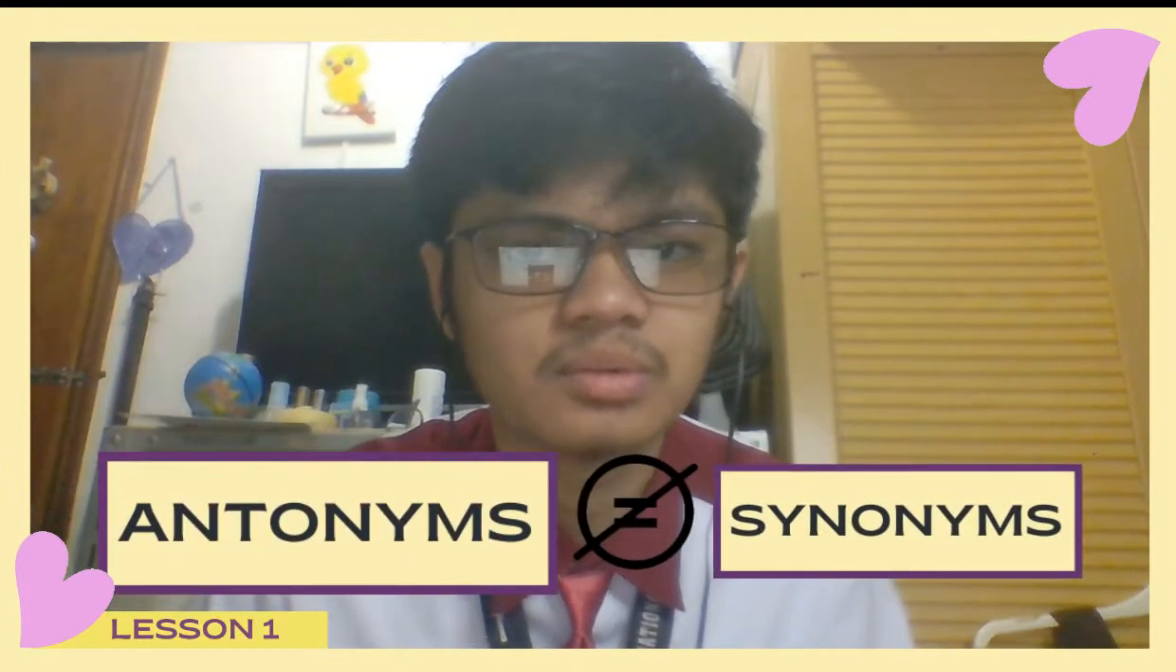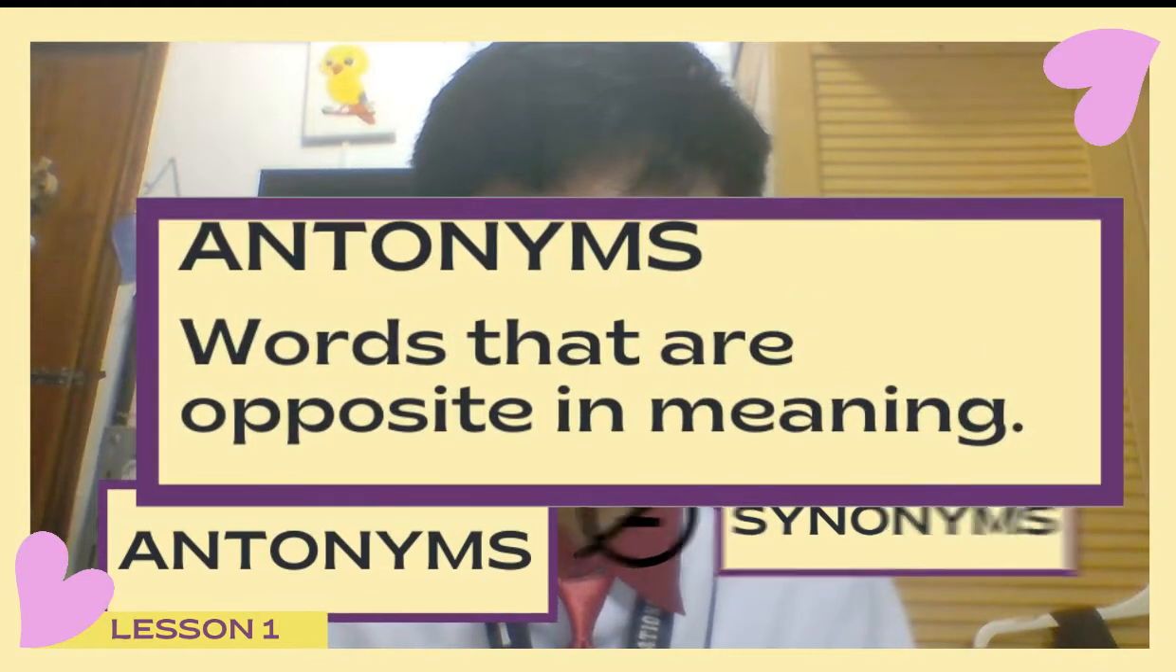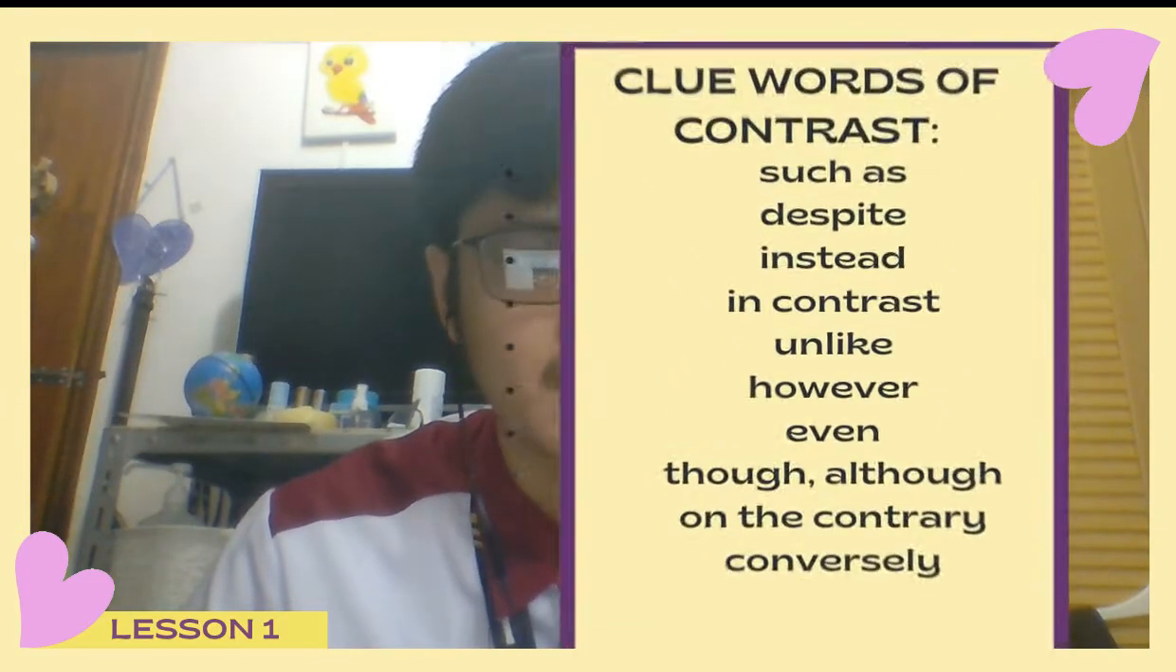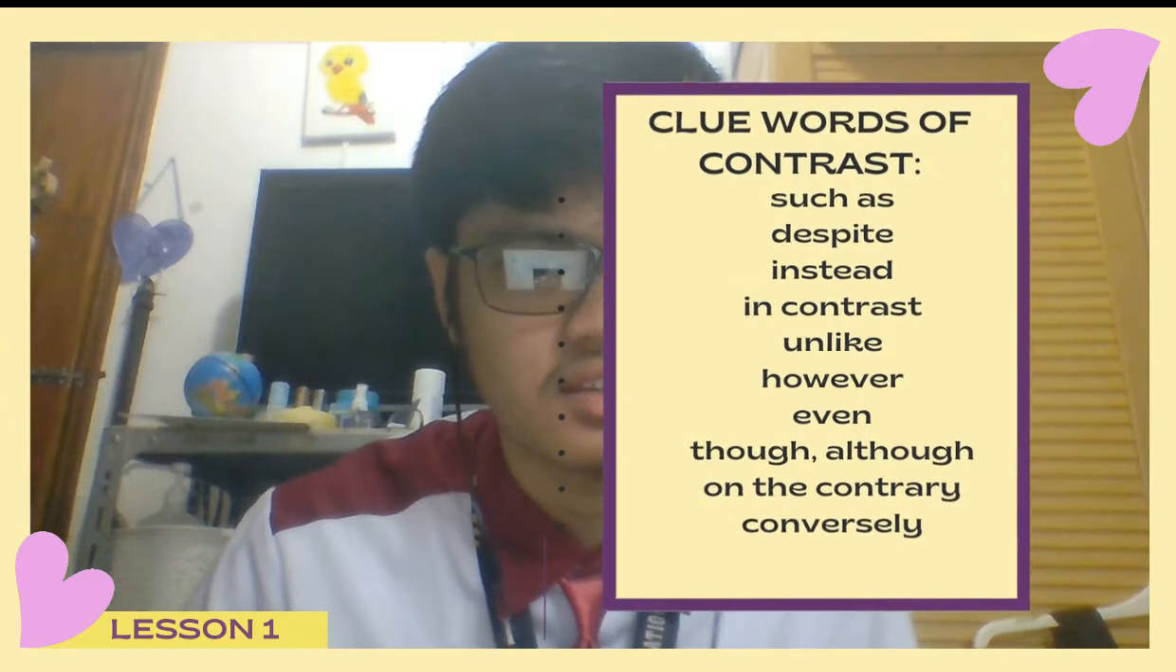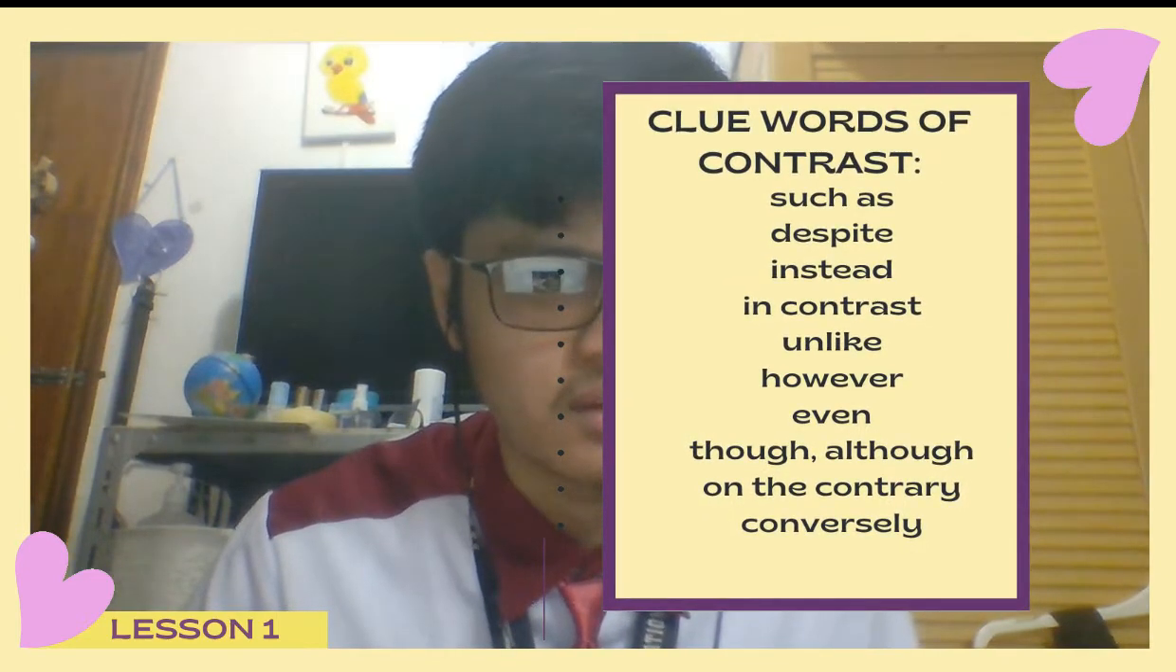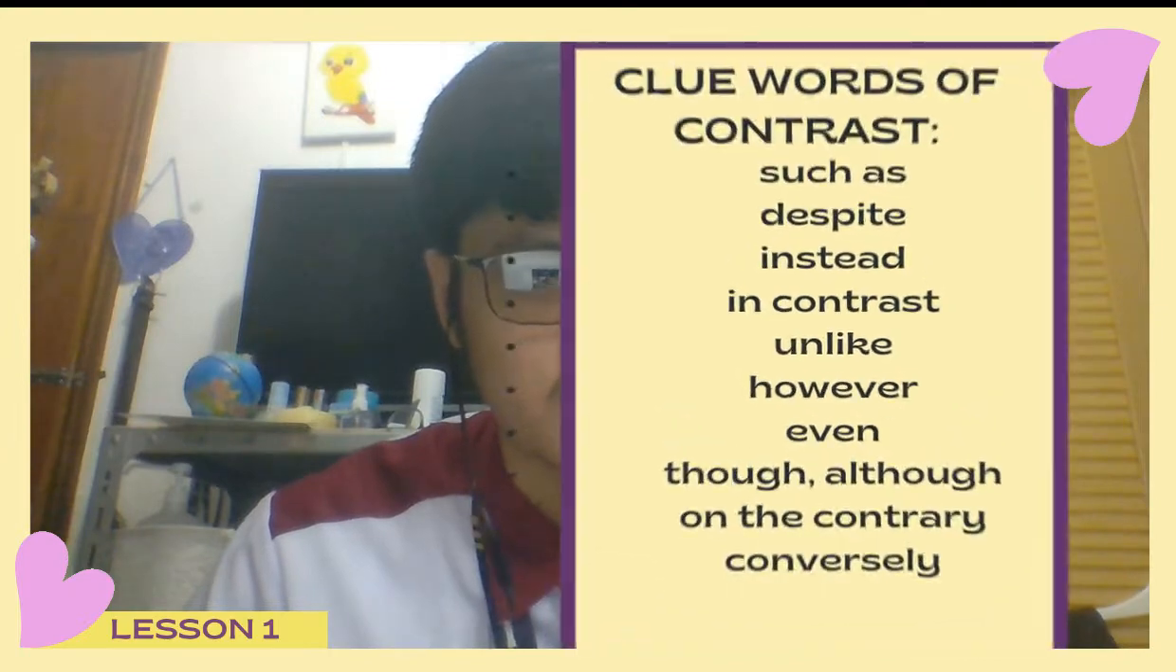Secondly, we have the antonyms. This is opposite to synonyms, as antonyms are words that are the complete opposite of each other. One can know that a word is an antonym when certain clues or context words are used, such as but, despite, instead, contrary, unlike, however, even though, on the contrary, and conversely.